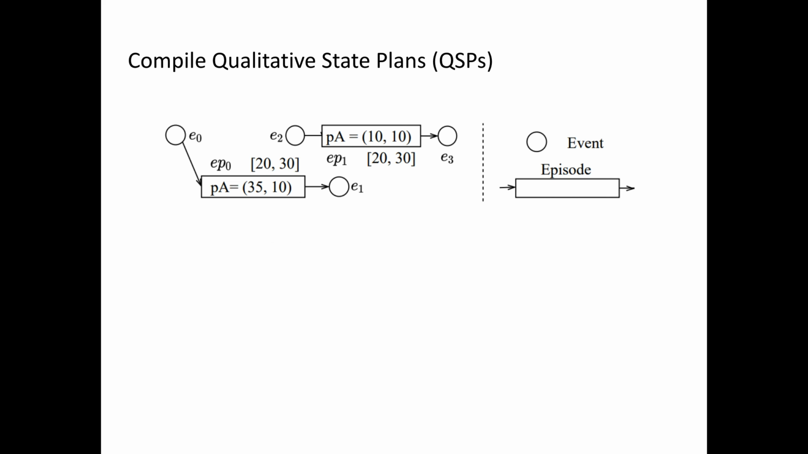Okay, last but not least, our MUP planning framework can also handle temporal concurrent goals represented by QSP, a qualitative state plan. The key idea here is we can translate QSP to a linear hybrid automata and compose it with the original automata. The main ideas are as follows.